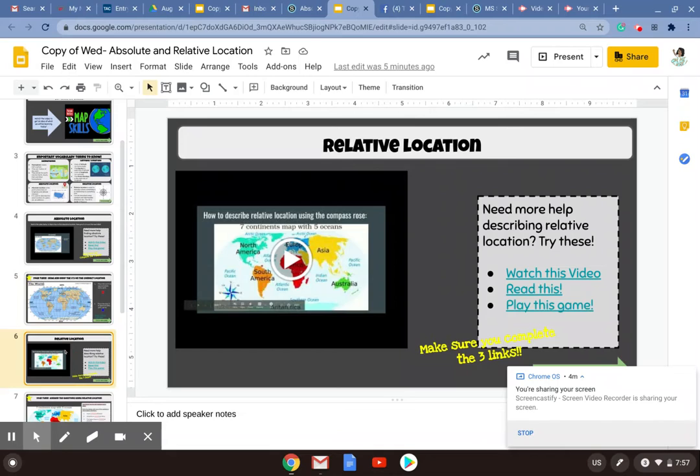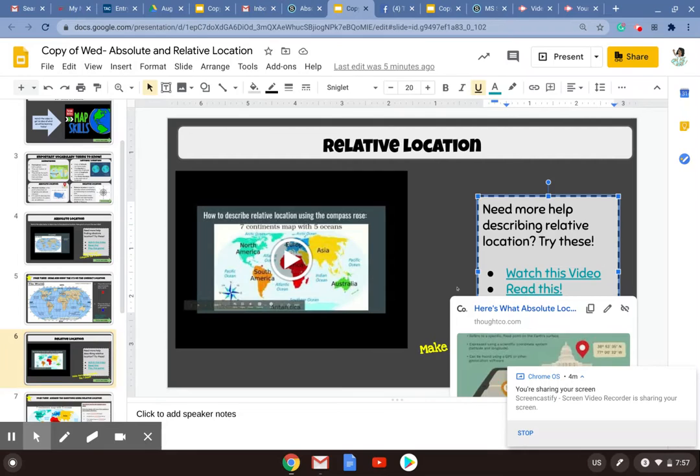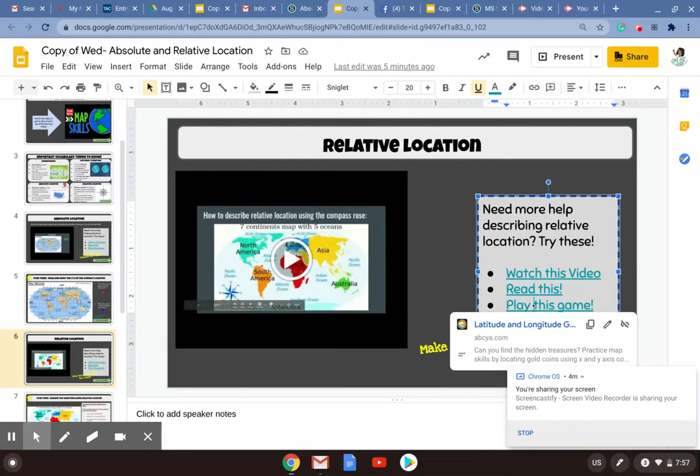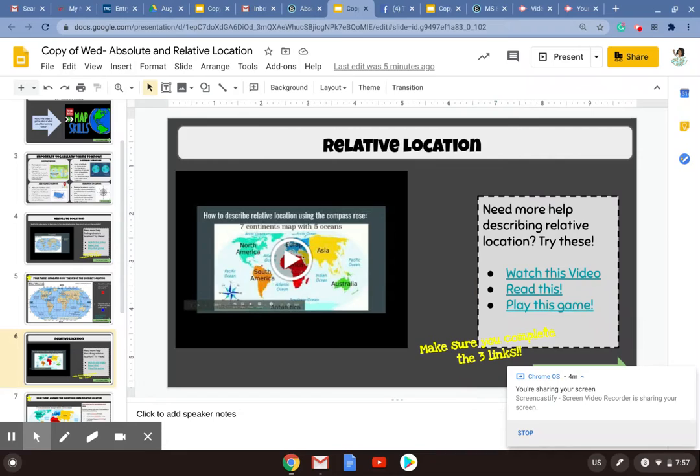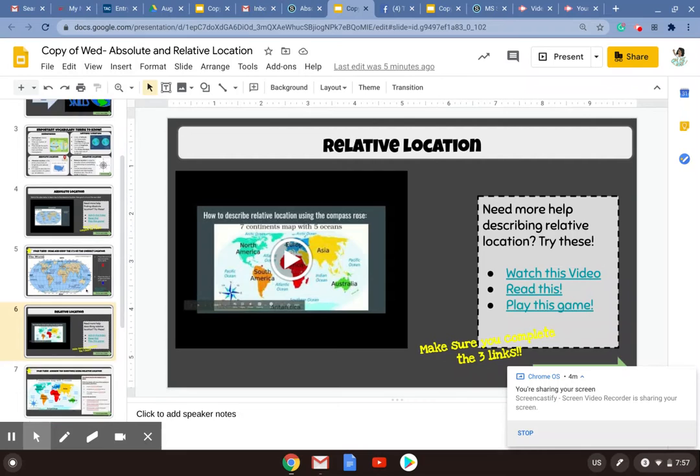And then you're going to move on to relative location. You're going to watch the video, read this, click this link, read it, play this game, and then that's to help you with relative location. So make sure you're taking notes on absolute and relative location, because that's very important.